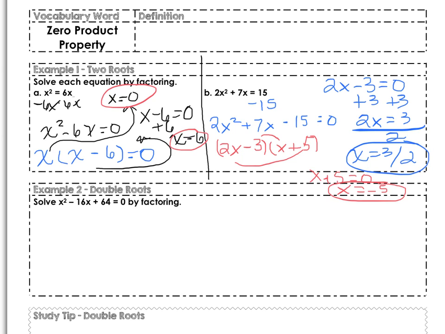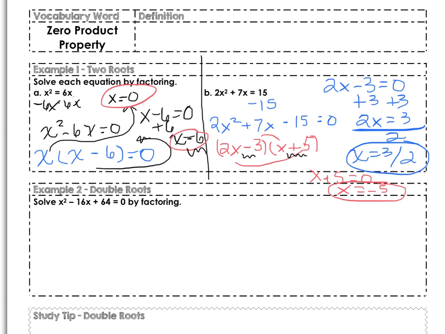An observation. Notice whatever the sign is inside a quantity of parentheses, we're getting the opposite sign for our solution. So we can't assume that positive 5 would be a solution because it's really going to be negative 5 that would make that quantity equal to 0. All right, what about example 2? Example 2 is already set equal to 0.